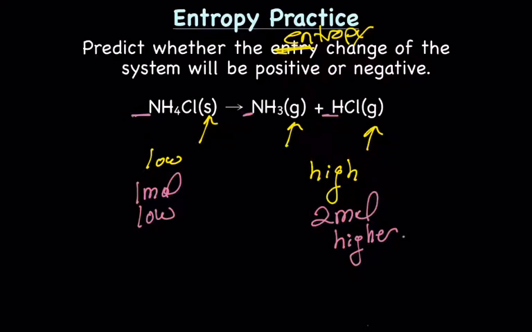So from this one, what do you think? Are we increasing entropy or decreasing entropy? Or another way to say it is, are we increasing disorder or decreasing disorder? Well, in this case, I would say we are increasing disorder. So our delta S is going to end up being a positive number. Increasing disorder, positive. All right, hopefully you have an idea how that works.